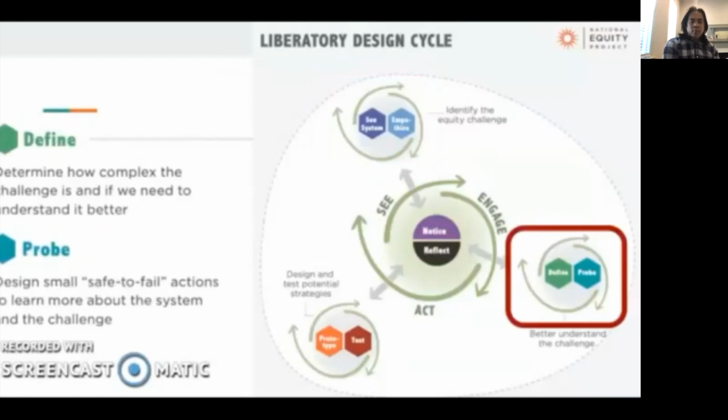Next, we're going to talk about define and probe, two parts of better understanding the challenge. We define the challenge by naming the problem, and we have to ask ourselves if we understand the situation's complexity enough to really design a solution. And it's really okay to continue to learn about a really complex situation.